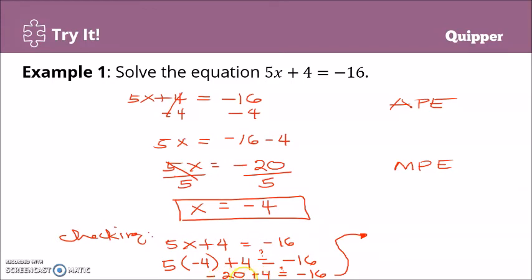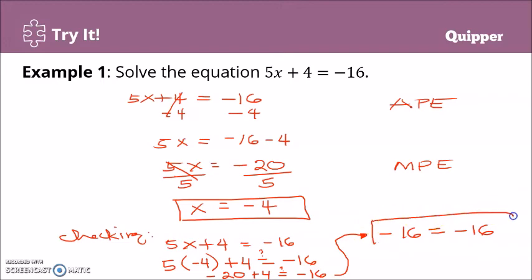Unlike signs, diba? So, we copy the sign of the greater number, which is 20, negative. So, negative ang sagot. And then, we subtract. 20 minus 4 is 16. Okay? Is equal to negative 16.